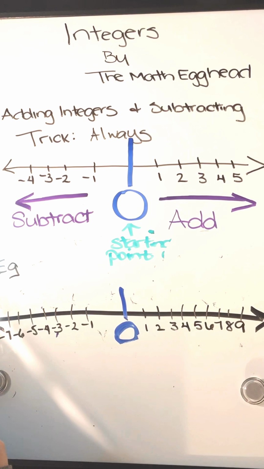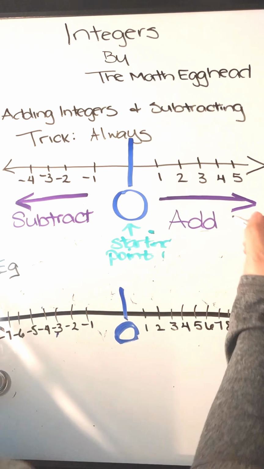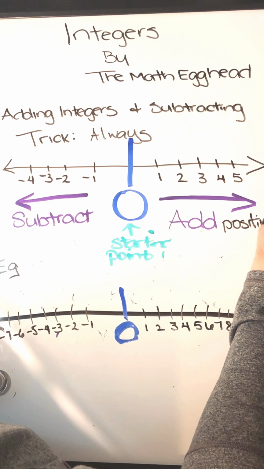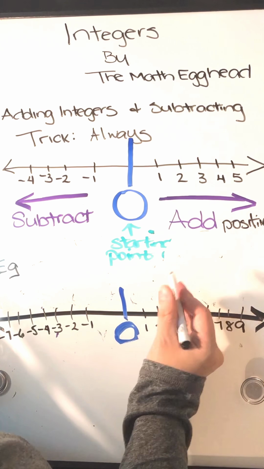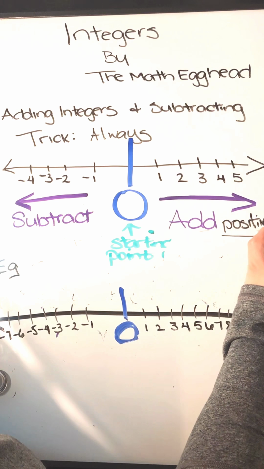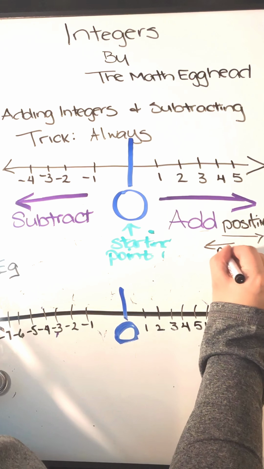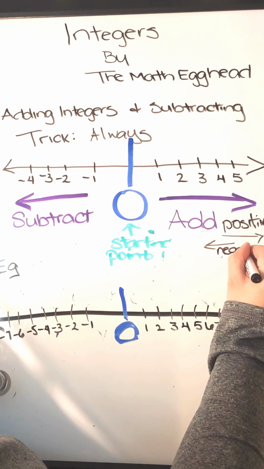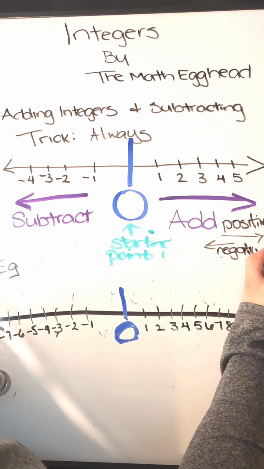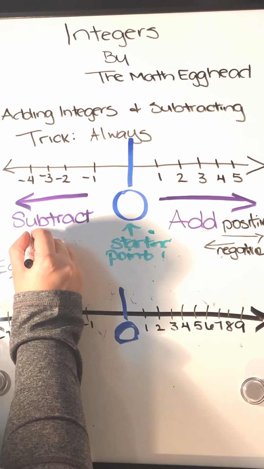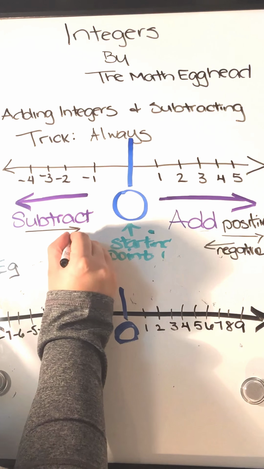If you're adding a positive number, you go to the right side. If you're adding a negative number, you're going towards the left. And same thing for subtracting. If you're subtracting a positive number, you're going to the right. If you're subtracting a negative number, you're going to the left.